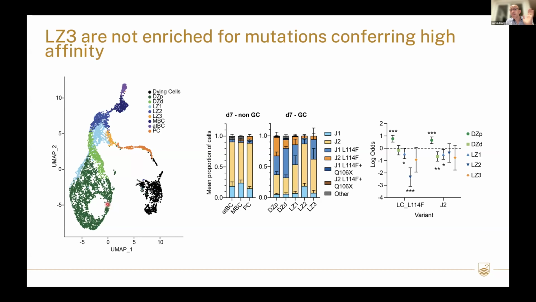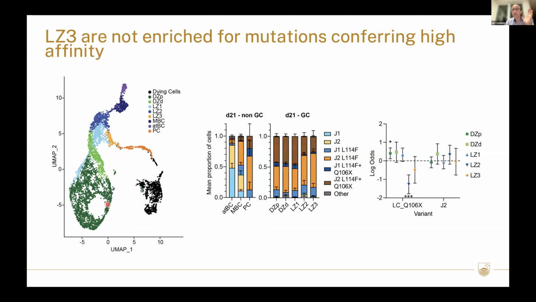That's true at day 7, but that's very early on in the germinal center. At day 21, we get the same pattern. Here, everything has now acquired this L114 mutation, so now we're looking at the second mutation, this Q106 mutation.